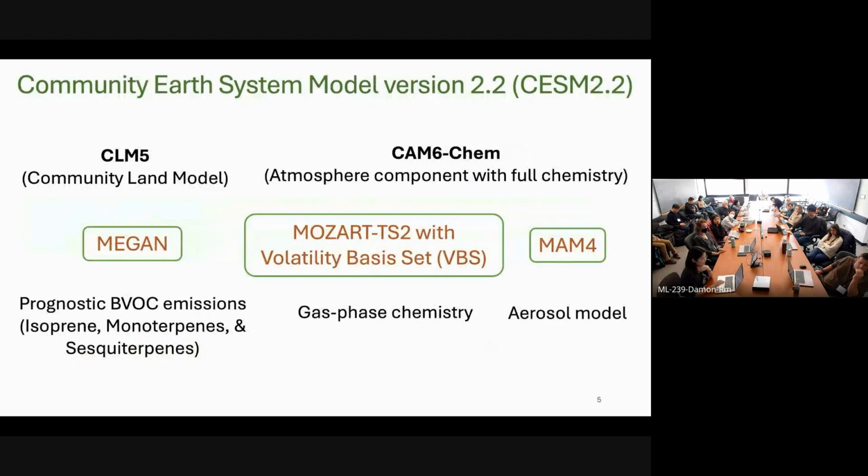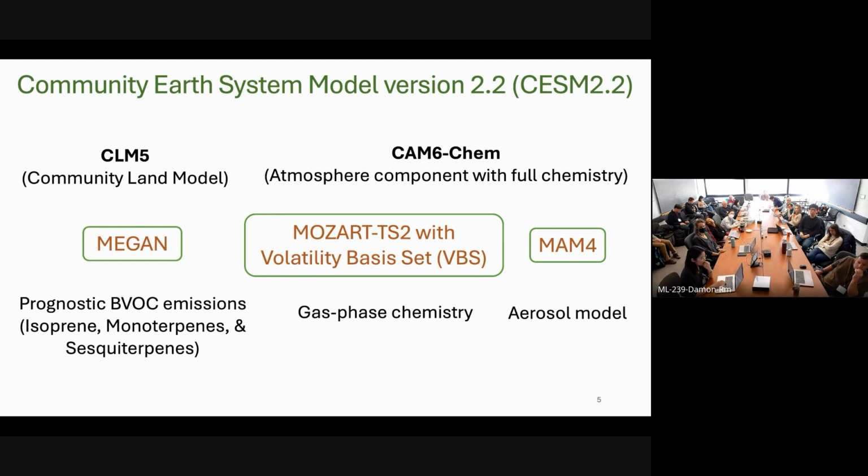So we're using CESM 2.2. The MEGAN scheme in CLM5 prognostically calculates the emissions for three types of biogenic VOCs: isoprene, monoterpenes, and sesquiterpenes. And in CAM-Chem, we're using the MOZART TS2 chemistry with the VBS SOA formation mechanism, and also the MAM4 aerosol model.